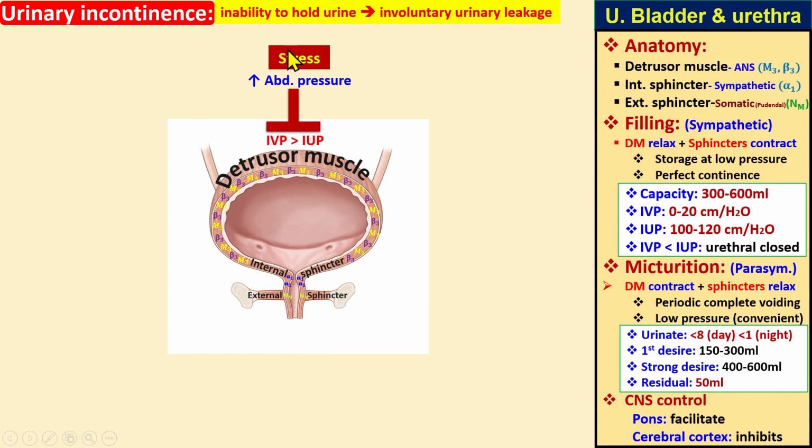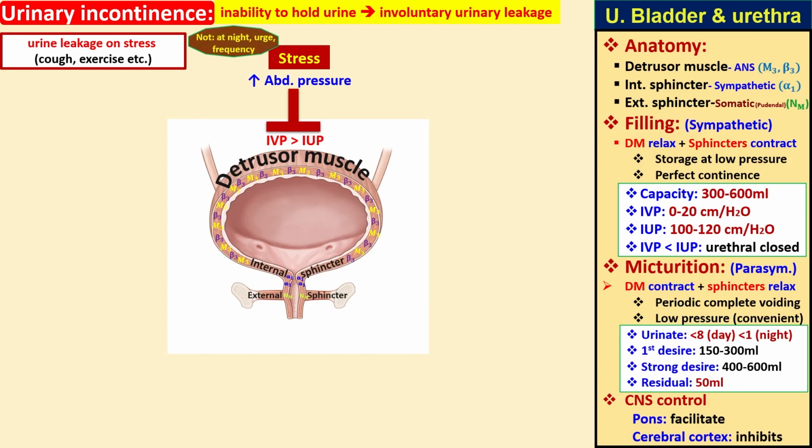So this condition is known as stress urinary incontinence. This is number one, where the urine leaks on stress like cough, exercise, and any straining work. And what is the clue point? The clue point is this does not occur at night. It's not present with urge. Urge means he cannot stop the urine. So it's only urine leakage over stress. Okay, it's not mental stress. It's exercise stress, or where you put pressure over the floor.